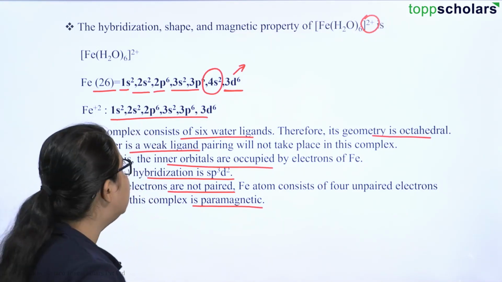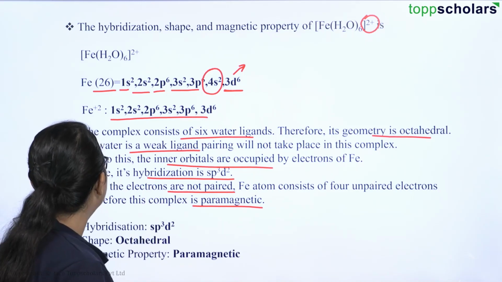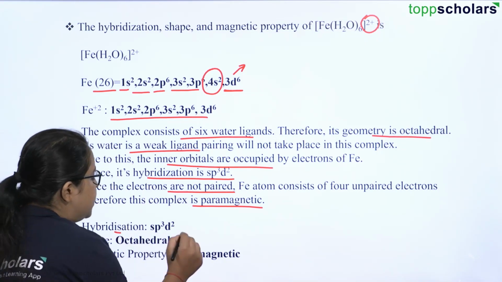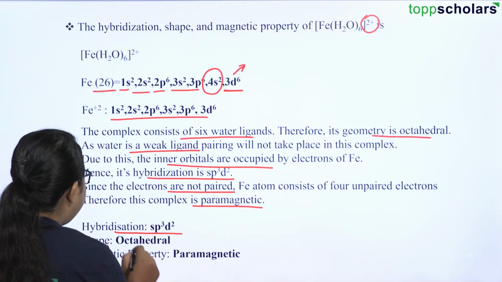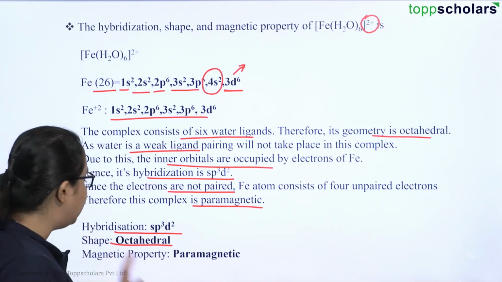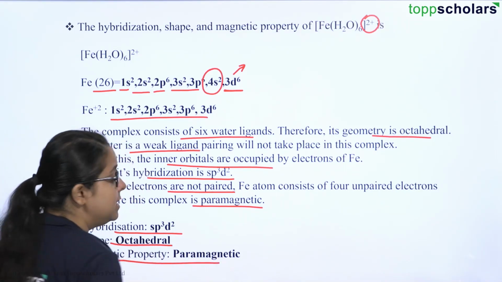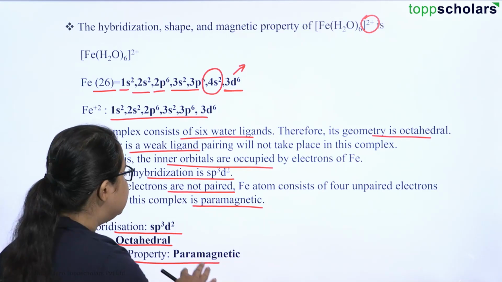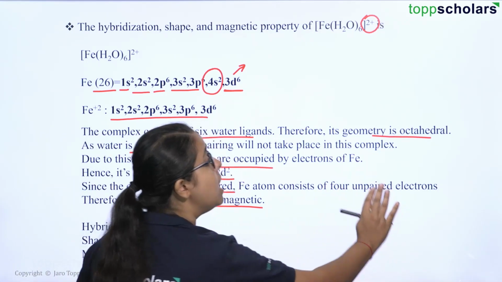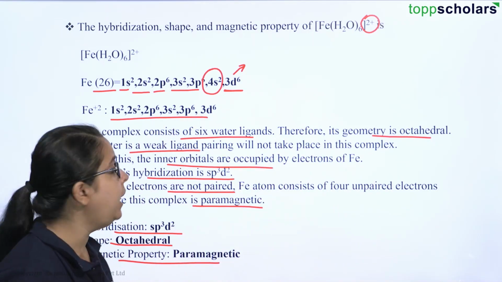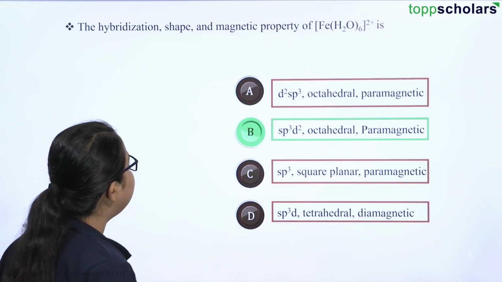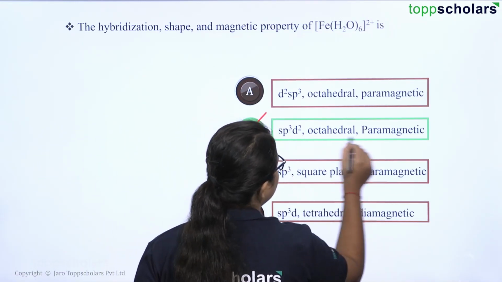Okay, so to sum up our discussion, we have come to the conclusion that hybridization is sp3d2, then we have the shape which is octahedral, and lastly we have the magnetic property that is paramagnetic. This is due to the presence of 4 unpaired electrons. Okay, hence the correct answer will be option B for this question.